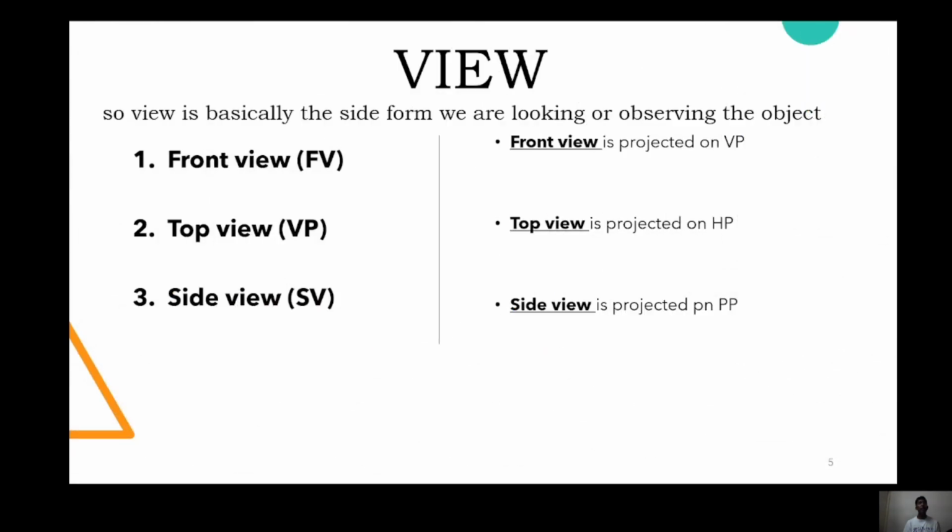views. So basically, a view is the side from which we are looking at or observing the object. The first one is front view. Front view is projected on the vertical projection. The second one is top view. Top view is projected on the horizontal projection. Side view is the third one. The side view is projected on the perpendicular projection.